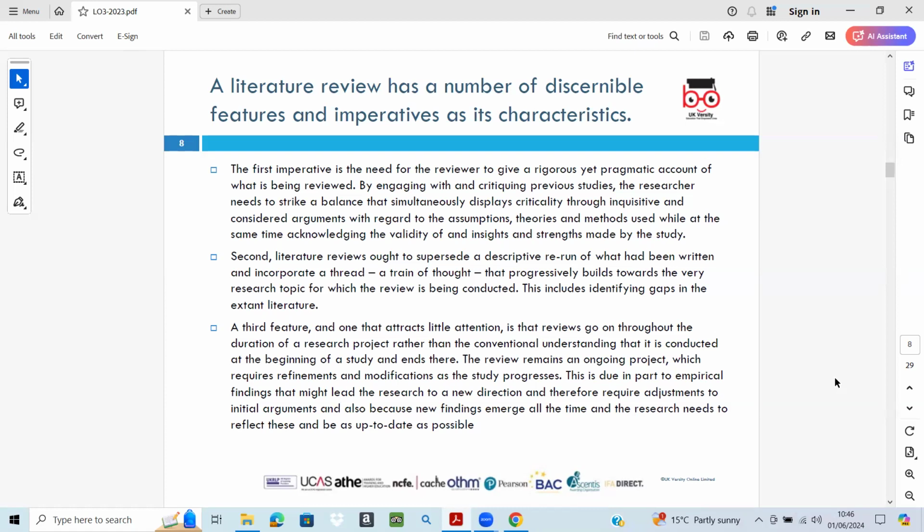So it should be rigorous and pragmatic engagement, and critically evaluate previous studies while acknowledging their contribution, deliver a balanced review that highlights both strength and weakness, and we need to develop a coherent argument that builds towards the research question, identify gaps in literature, and create a narrative that justifies the significance of our investigation.